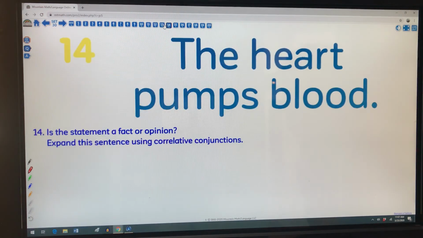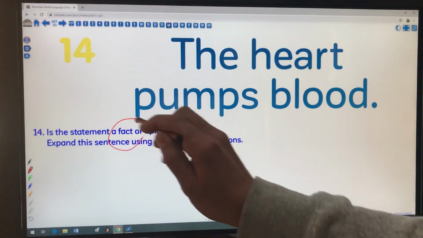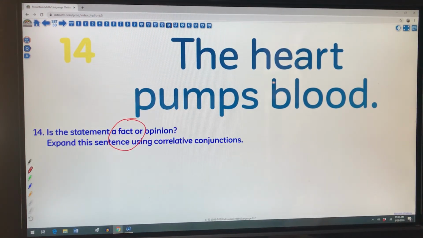Number 14, the heart pumps blood. Well, if you're listening to me now, this has to be a fact. So that organ in your body that pumps blood throughout your body and makes sure that you're alive, providing oxygen to your major organs. That is a fact.